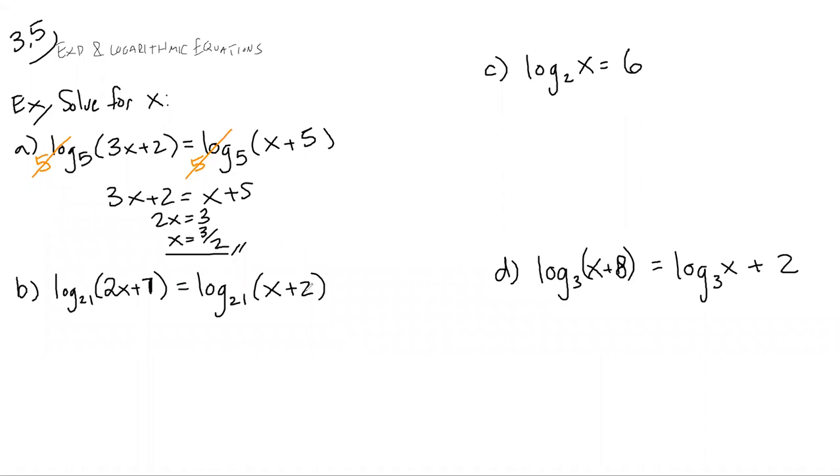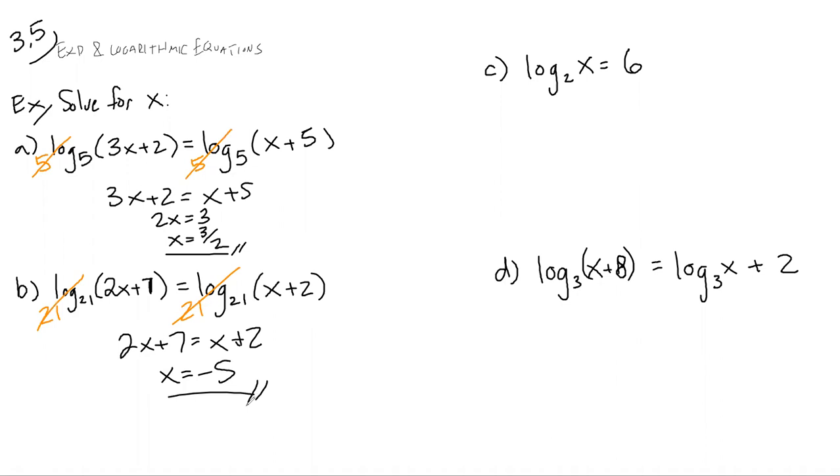The second one looks pretty similar. We're going to do the same thing. I'm going to take 21 to the power of both sides, and I'll get 2x plus 7 is x plus 2. Bring my x to the left, I get x is negative 5.